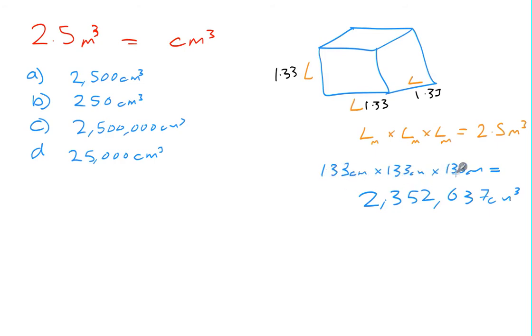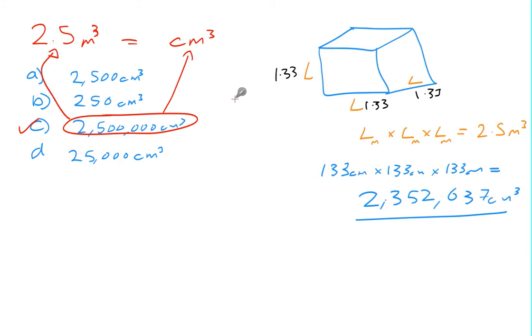Again, just using intuition here, we can see that if we had 100 and something by 100 and something by 100 and something, we're left with something in the order of millions, in this case just over 2 million. So clearly from that we should be able to go back and say all of the answers are way too small except for one, and that in fact is the right answer: 2.5 million centimeters cubed is what's required when you convert 2.5 meters cubed. So that's what this is in centimeters, and this is what it is in meters.